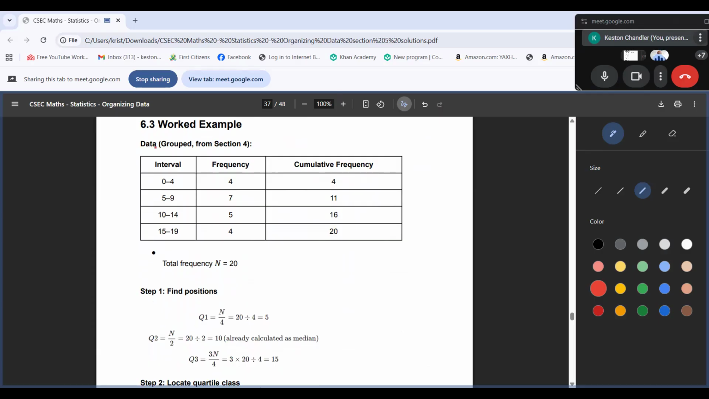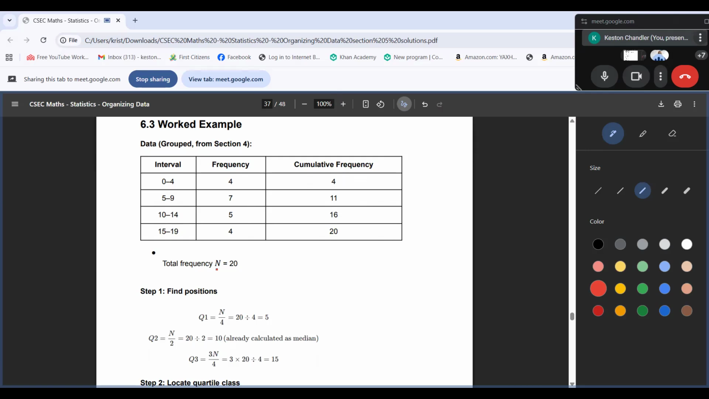This is group data from our previous example that we looked at. We have 1, 2, 3, 4 class intervals. These are the frequencies here. And this is my cumulative frequency. My cumulative frequency will always sum to the total of my frequency. So if I add 4, 7, 5, and 4 here, my total frequency will be 20. That is the figure we represent as N, my total frequency.